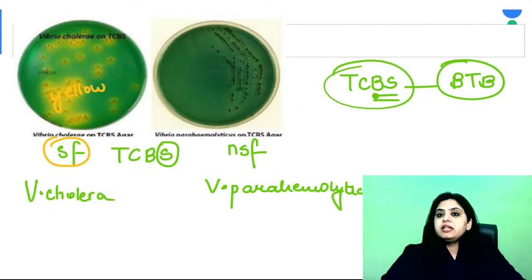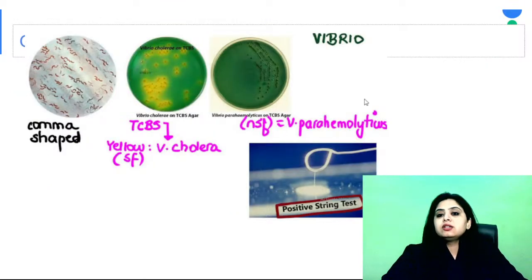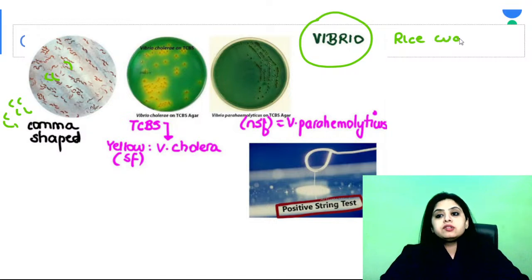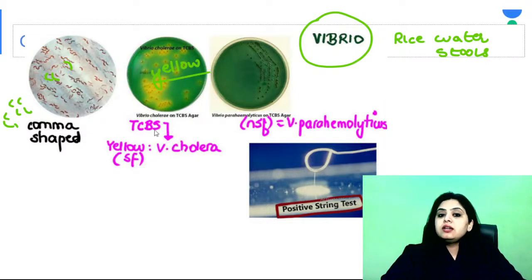So one more culture media done. So now that we have talked so much about Vibrio, let us look at everything about Vibrio. What are the questions on Vibrio cholera that I am going to get? Number one, everyone knows what the shape of it is. It is a comma shape organism. Second, we all know what stool it's going to result in, the rice water stools of the cholera infection that we know. Vibrio is a sucrose fermenter, so it's going to give me a yellow color on a TCBS media. And the positive string test that I was telling you, it is also going to be a positive string test.